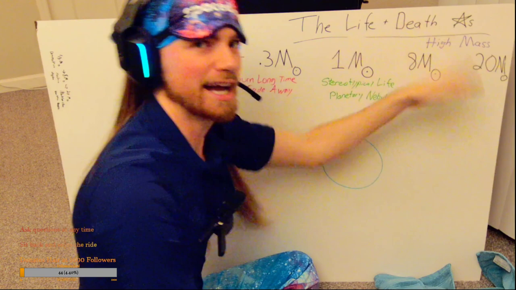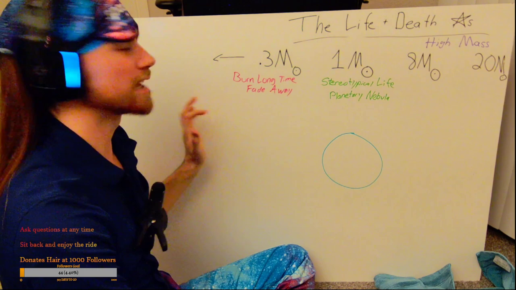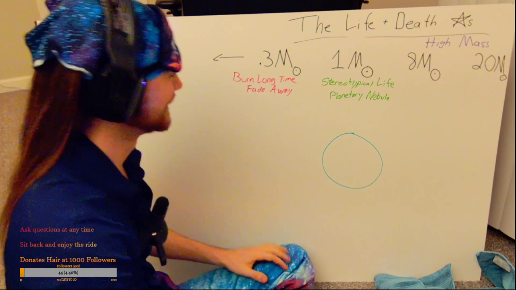Eight, twenty... the high mass stars, they're more like in the millions of years. Huge differences from trillions to millions. Would you rather live a trillion years or a million years? Maybe neither, but trillion sounds better. It's bigger, it's nicer. It's like, would you rather live for 100 years or 1 year? 100. Same sort of thing.